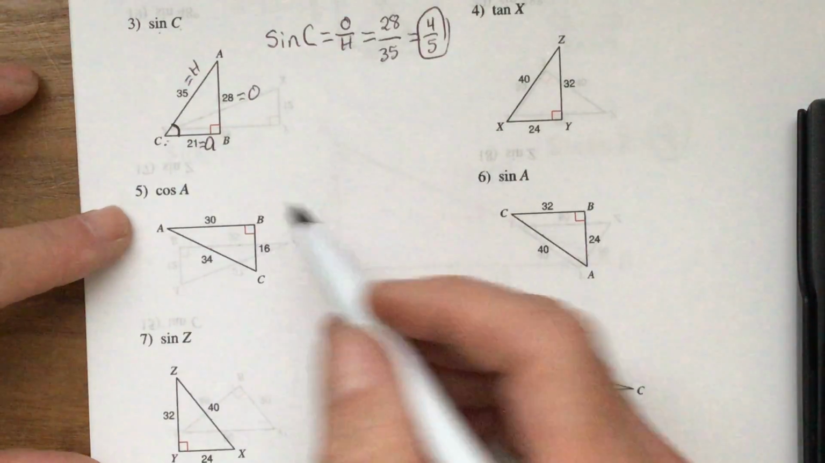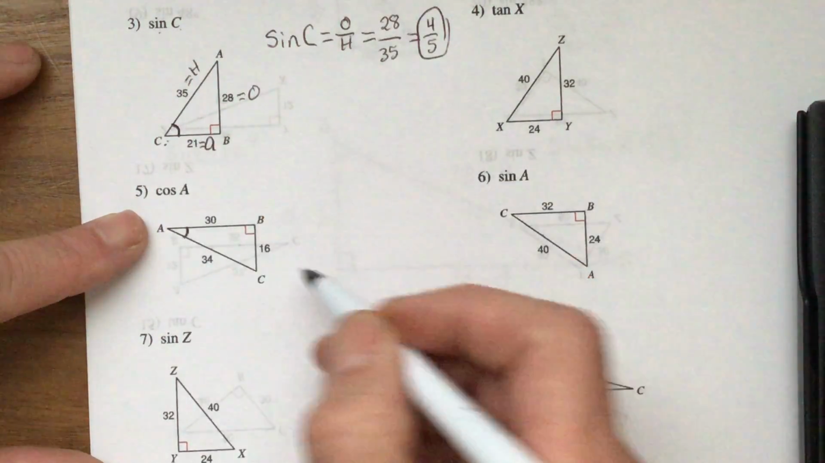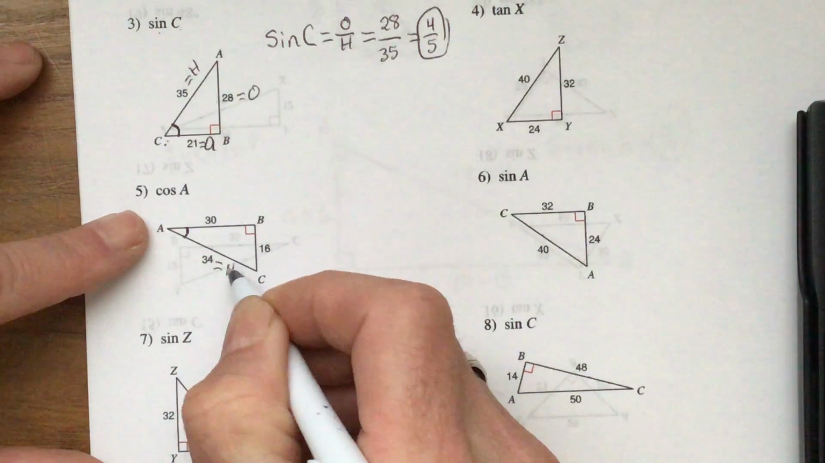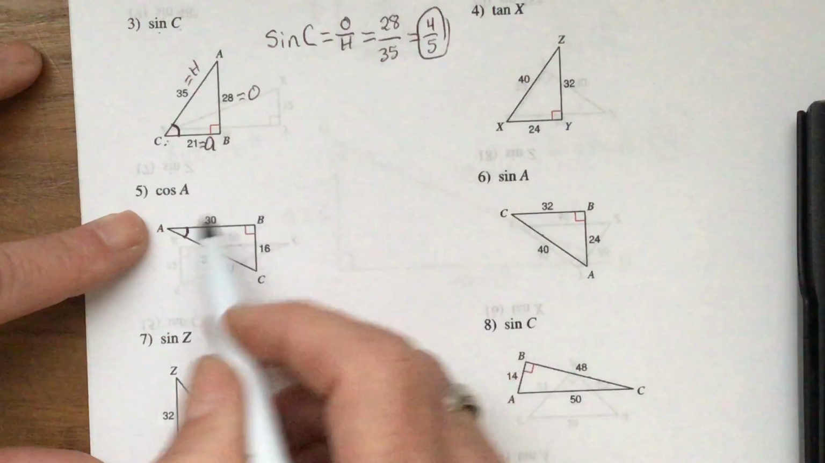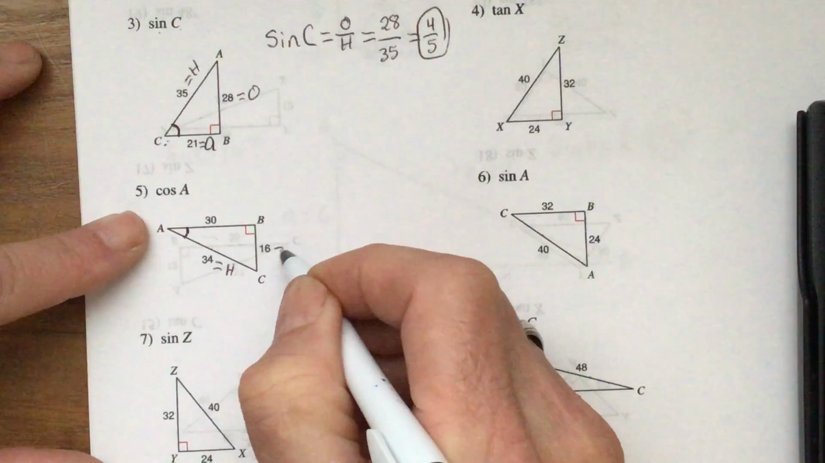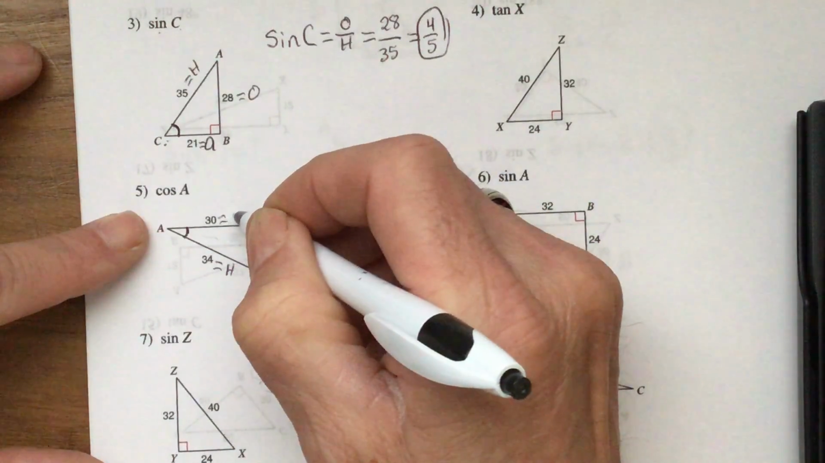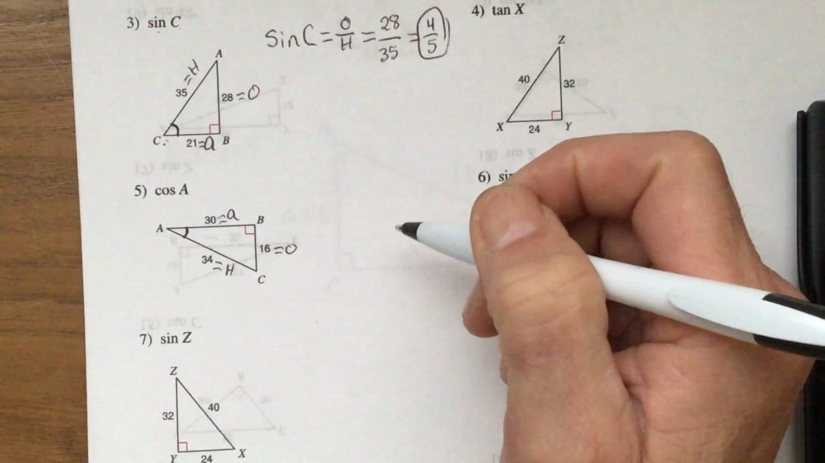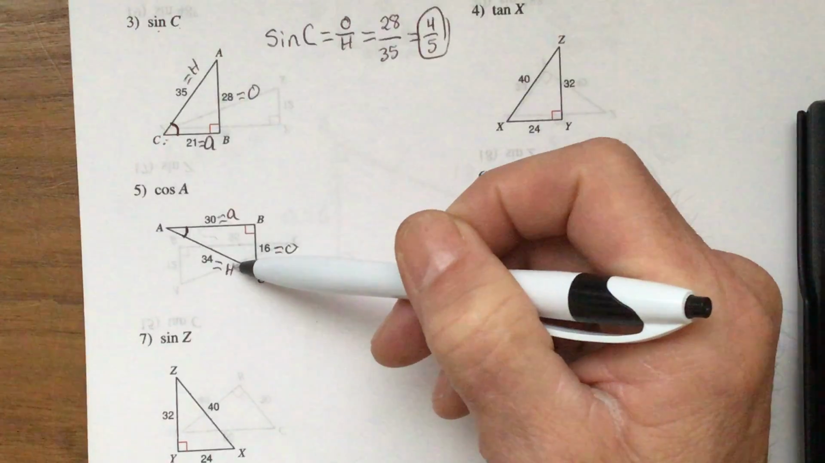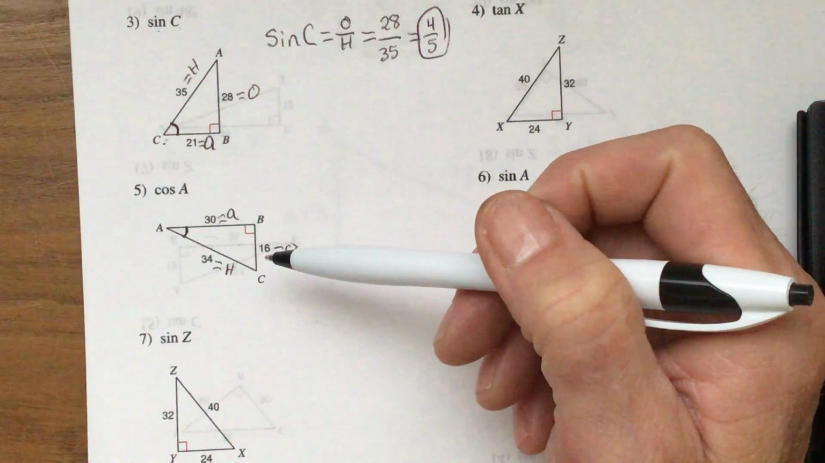Number 5, working with angle A. Here's angle A. 34 is the longest side, so that's the hypotenuse. The side across from A is the opposite. That makes this the adjacent. See how I knew how to find the opposite side? I knew how to find the hypotenuse, and that meant the one that was left had to be the adjacent.